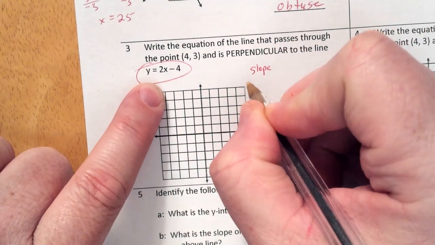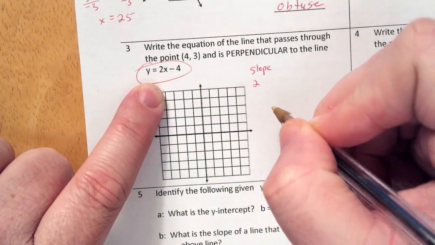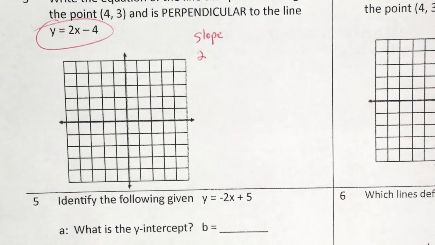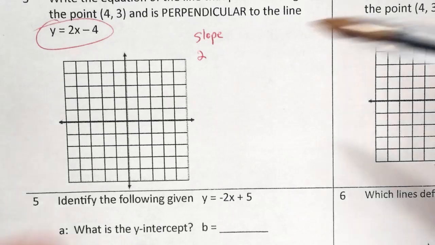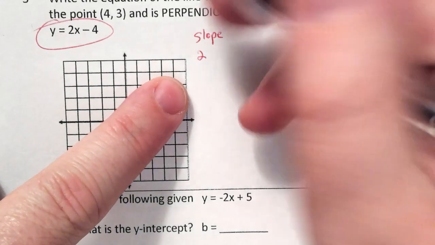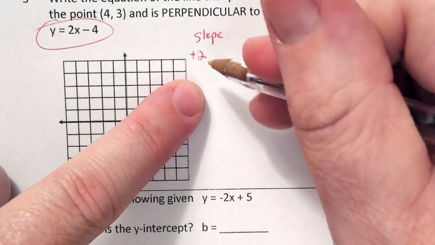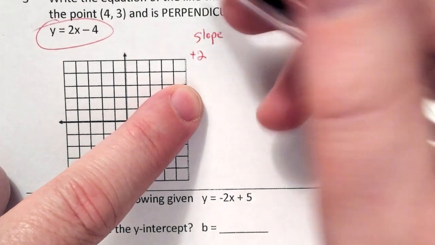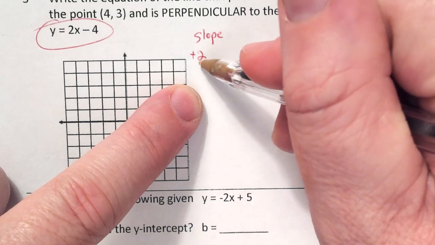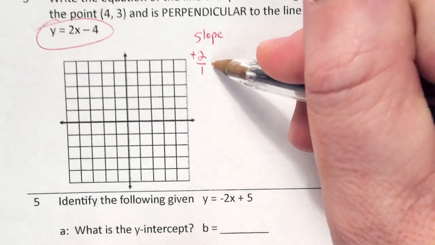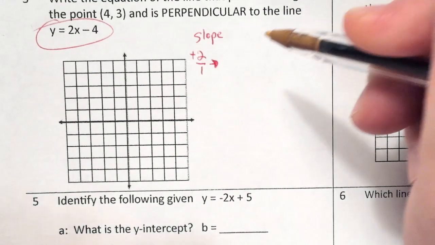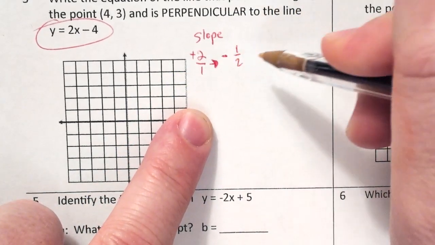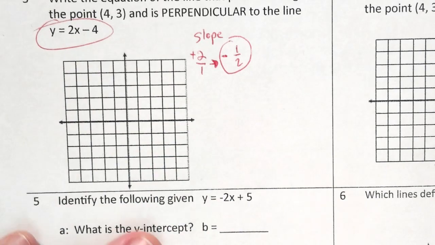The slope that we have right now is 2. And we want the perpendicular slope, which means you have to flip the sign and flip the fraction. What sign do we have right now? A positive 2. We need to make that a fraction, so just put it over 1. Now flip the sign and flip the fraction. If we flip the sign, that'd be negative. Flip the fraction, that'd be 1 over 2. And that right there is your slope.